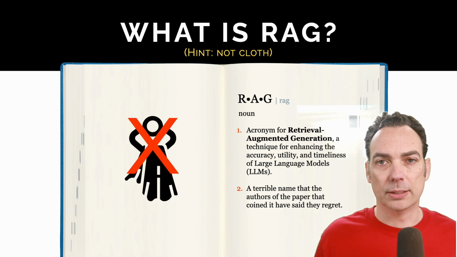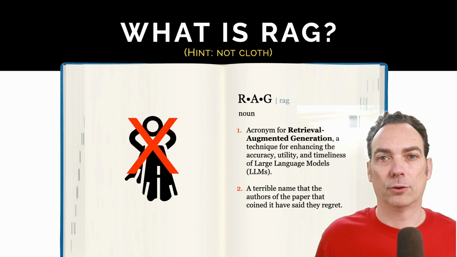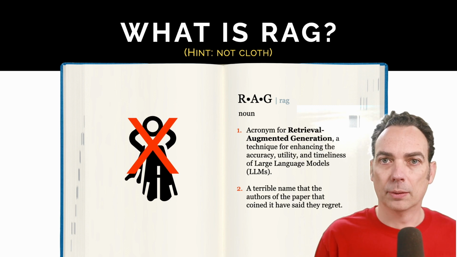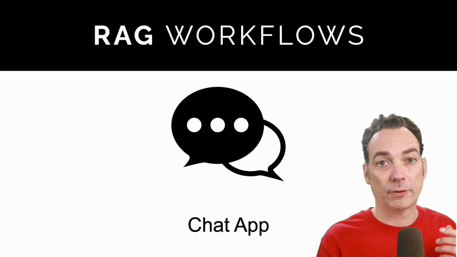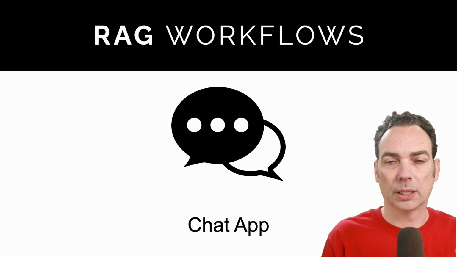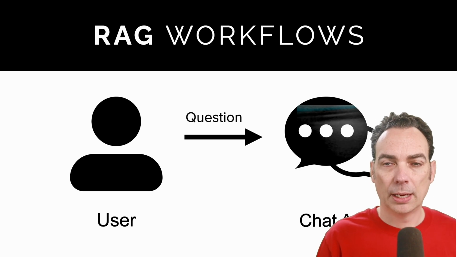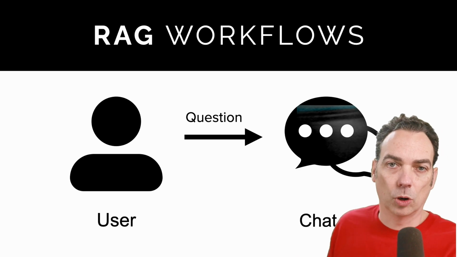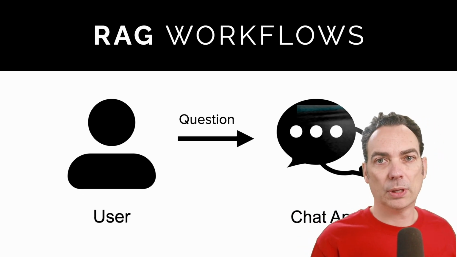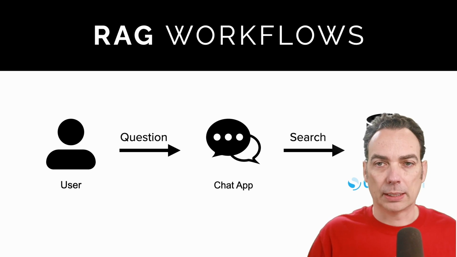RAG stands for Retrieval Augmented Generation. It's a terrible name. The folks who coined it wished that they hadn't, but it's actually a pretty simple concept. And the way it works is this. If you have a chat app, this could be just about anything, but let's say a chat app, and a user asks a question to the chat app, instead of the chat app just relaying that question to the model, OpenAI or whatever, it's going to instead first do a search. And this search is against what's called a vector database. I'll get to that in a second.